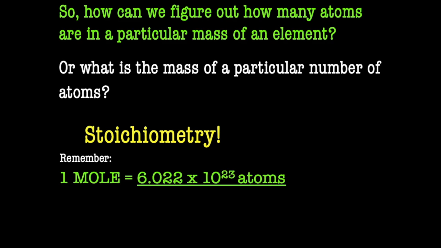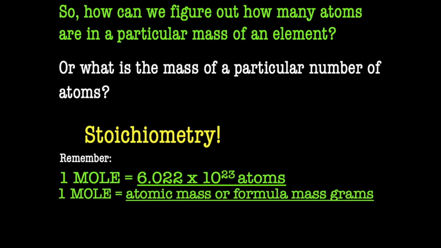So 1 mole is equal to 6.022 times 10 to the 23rd atoms. It is also equal to the atomic mass, or the formula mass, in grams. And that's why you guys had to do atomic mass and formula mass for the first assignment. And we also have 1 mole is equal to 22.4 liters.